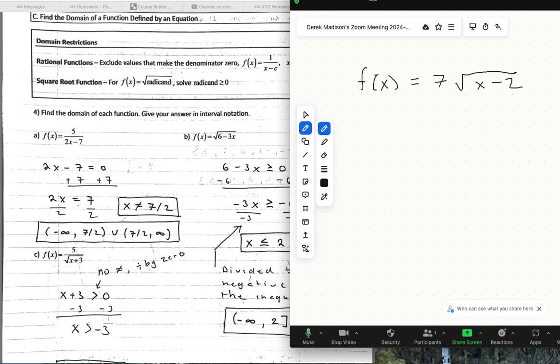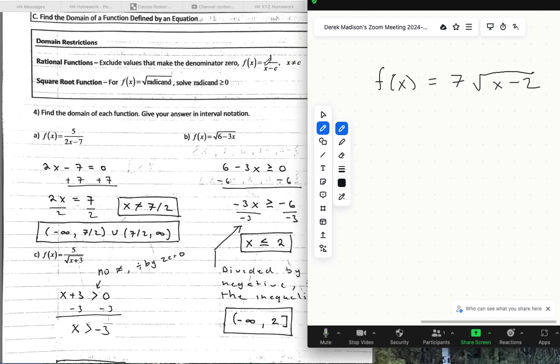Okay, so in terms of domain for this course, we're pretty much just looking at two things. One is if we have division by zero, so something with a denominator, and the other is if we have a square root function. So for division by zero, all we've got to do every single time is take that denominator, set that equal to zero, and solve. And that's going to be the value that, if I plug that back in here, would make the denominator come out zero, and then that would be undefined.